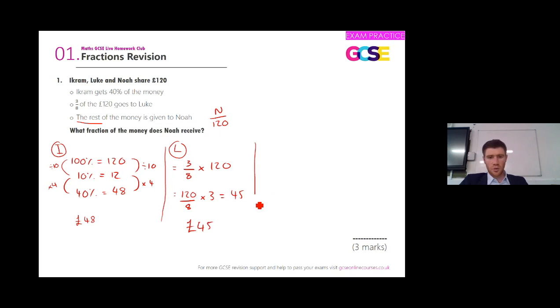Moving on. One more then. Let's go to young Noah. He's going to get the rest. So he is getting whatever is left after we have £120 and we take away, notice I'm using brackets here, the 48 and the 45 added together. So I add Luke and Ikram's numbers together, 48 and 45, take that away from 120. So it's going to be 120 subtract 93, which means Noah is going to be getting £27.